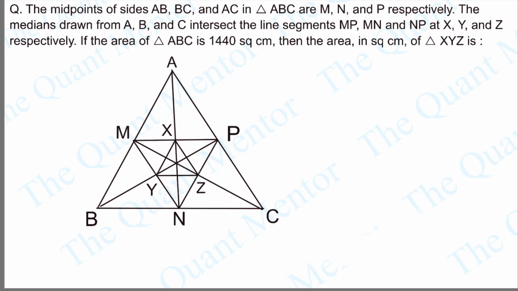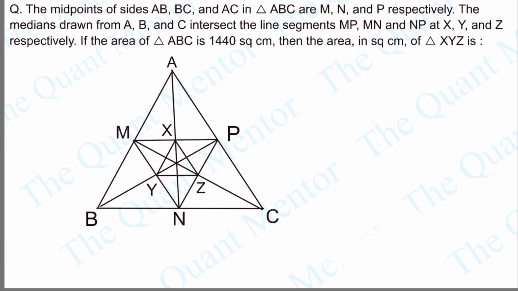The midpoints of sides AB, BC and AC in triangle ABC are M, N and P respectively. The medians drawn from A, B and C intersect the segments MP, MN and NP at X, Y and Z respectively. If the area of triangle ABC is 1440, then the area in square centimeters of triangle XYZ is. Very easy question, very simple question.